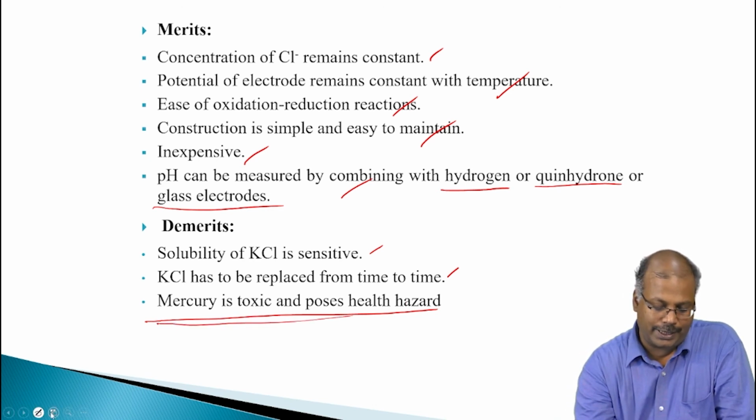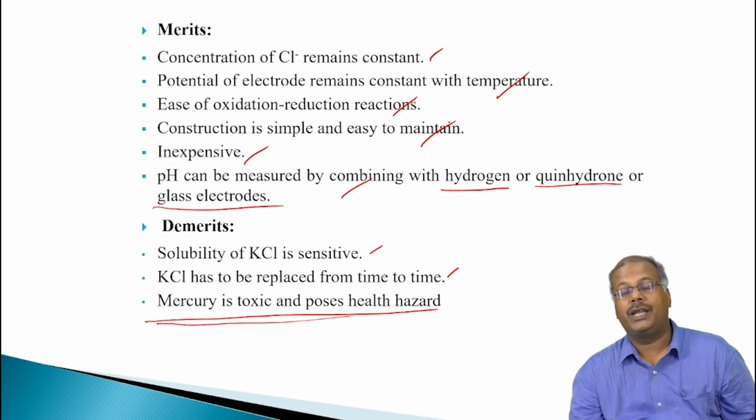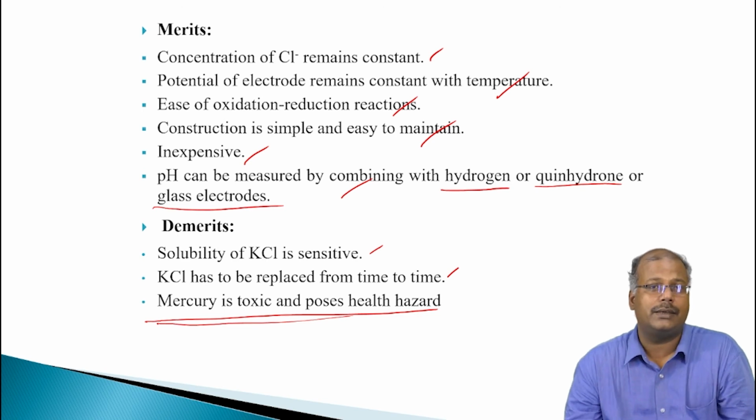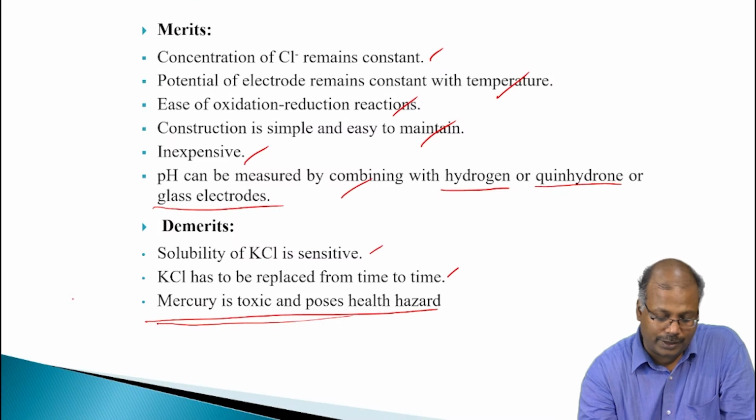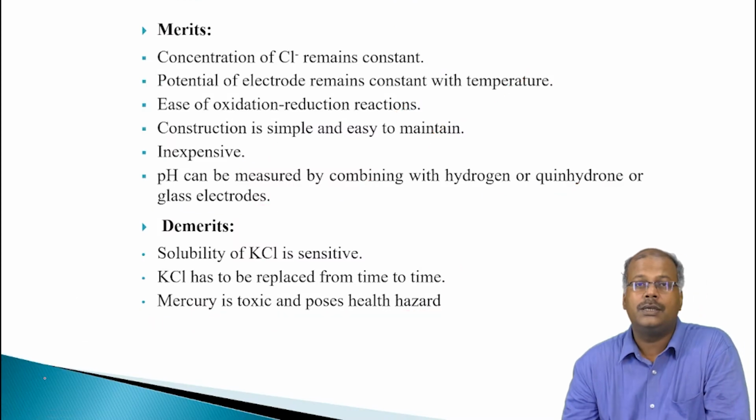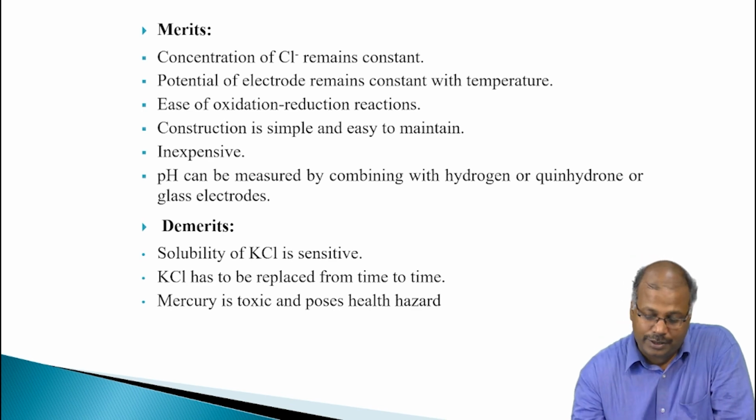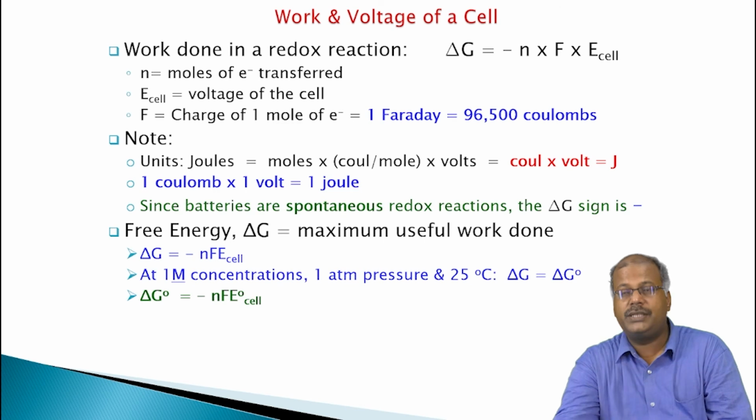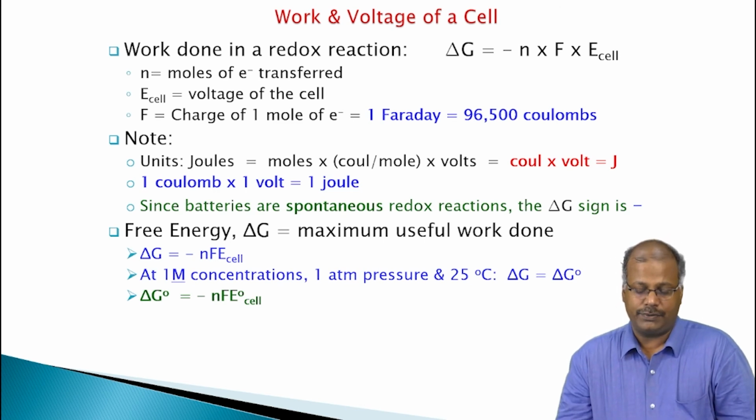It possesses health hazard if it spills, if it falls down, if the electrode gets broken and mercury comes in contact with the skin, it will create damage to your skin, and also it can enter into your body through the skin and it will give lot of ill effects. Okay. So with this slide, we will finish this hour with this class.